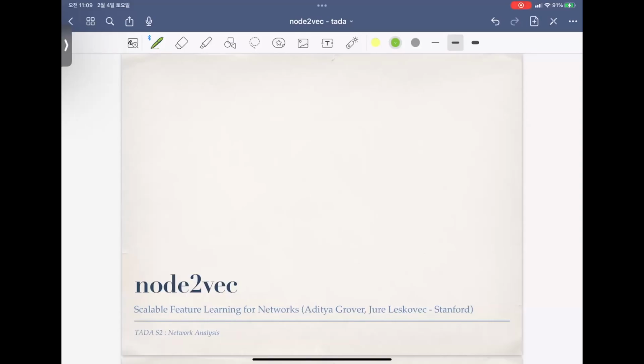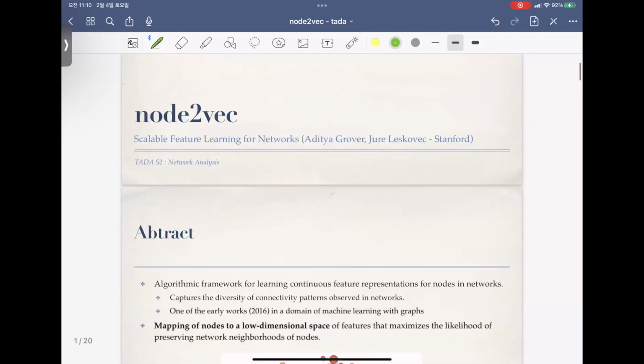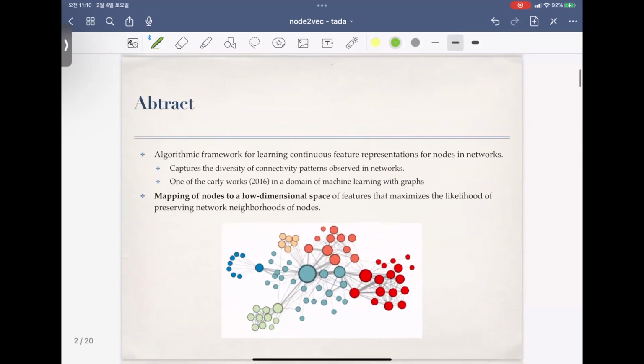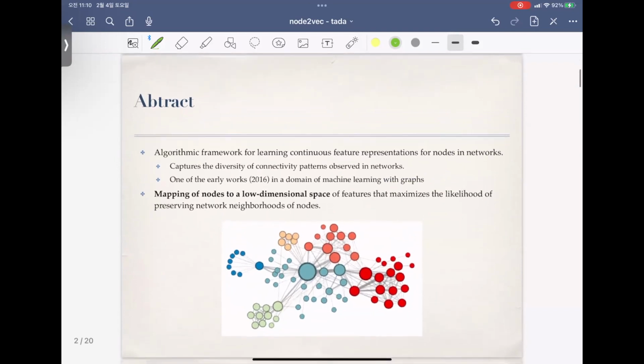Hey, hi everyone. My topic today is Node2vec. It's a scalable feature learning network implemented by Aditya Grover and Jure Leskovec at Stanford University. And Node2vec is an algorithmic framework for learning continuous feature representations for nodes and networks.